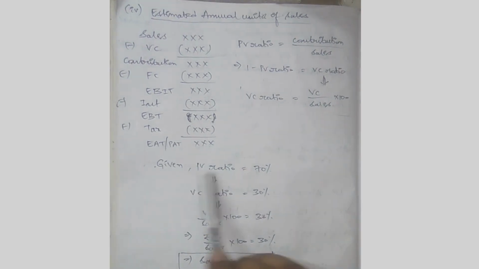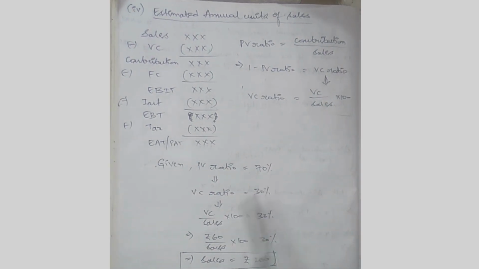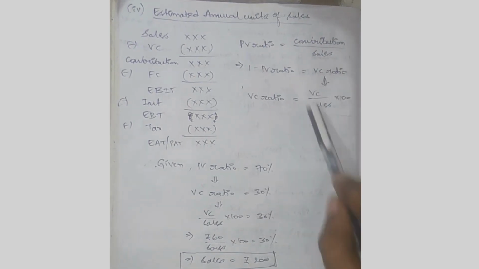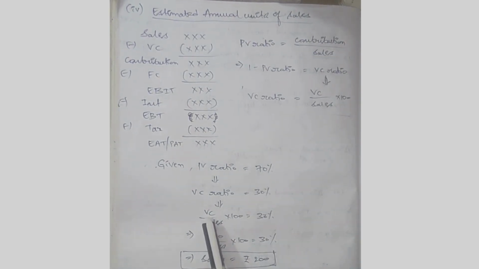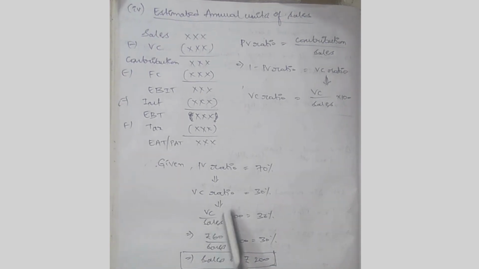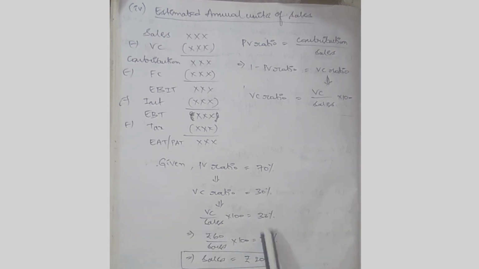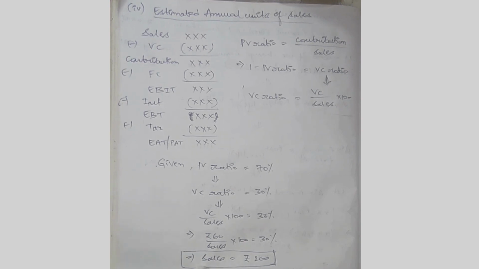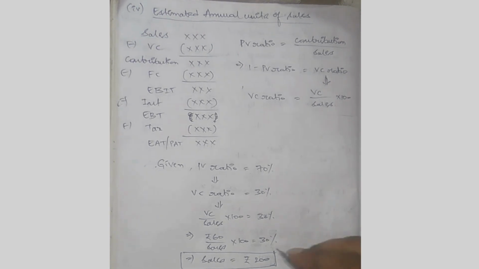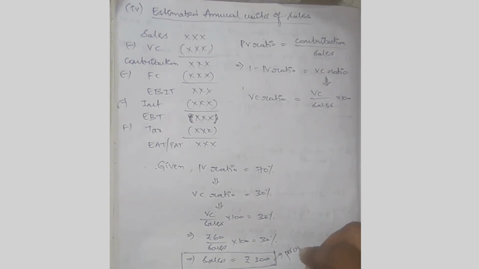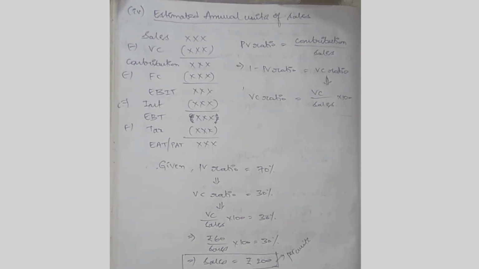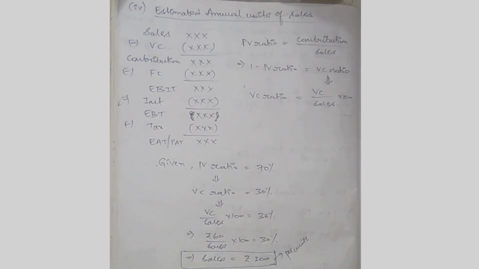In the question it is given that PV ratio is 70%. So using this formula we can calculate VC ratio, that is 30%. We have variable cost in the question, that is 60 rupees. So if you replace values in this equation, it will give us a sales value of 200 rupees per unit. It is in per unit terms. So the sales price per unit is 200 rupees.